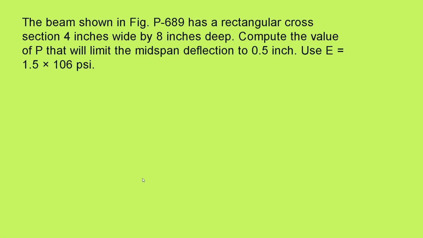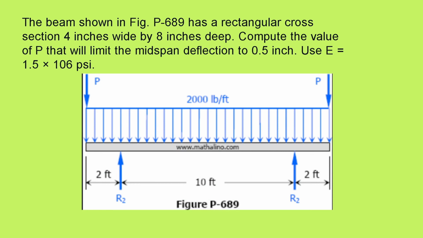Let me read first the problem. The beam shown in figure P689 has a rectangular cross-section 4 inches wide by 8 inches deep. Compute the value of P that will limit the midspan deflection to 0.5 inch. Use the modulus of elasticity 1.5 times 10 raised to 6 psi.